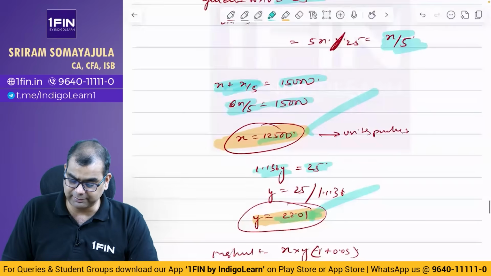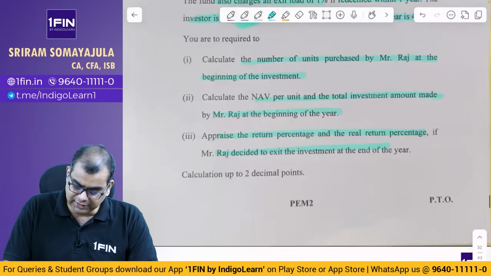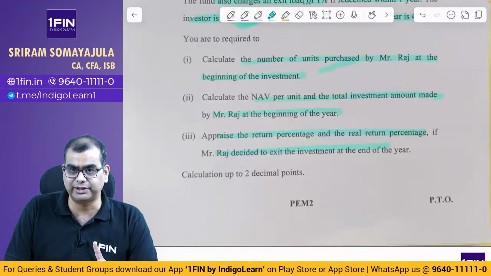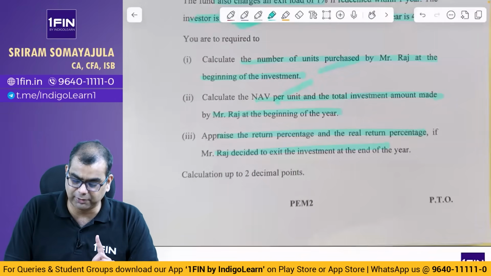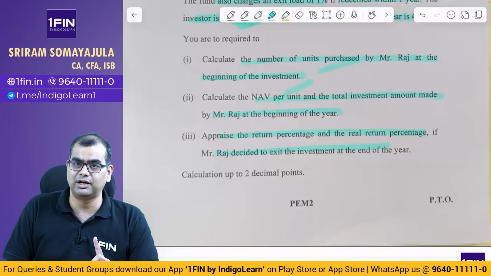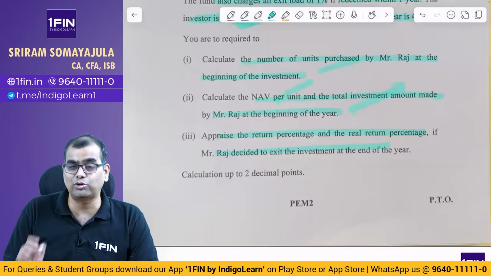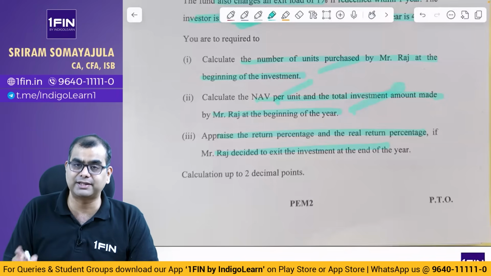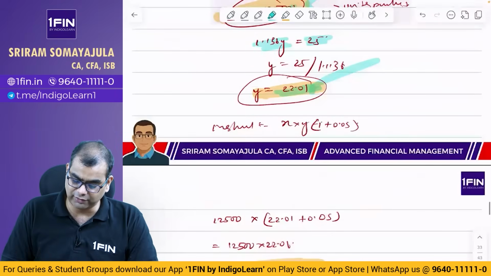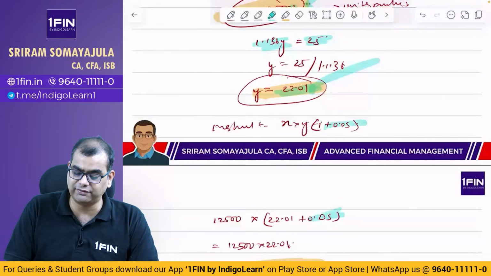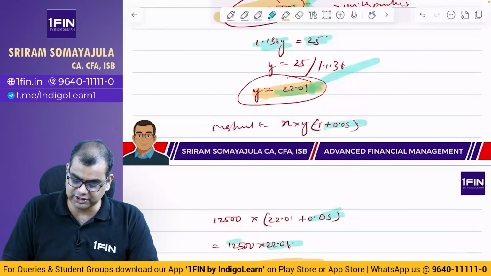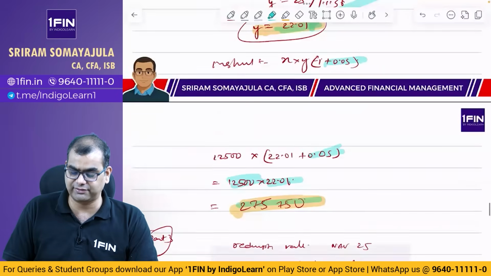Then what is the second part of the question that they said? Calculate units purchased, we computed it, which is 12,500. Calculate NAV per unit, that also we computed as 22.01. Total investment, please don't directly multiply this 22.01 into 12,500. You also have to account for, what? You have to account for 0.05 of entry load. So 22.06 into 12,500 will give you 2,75,750.